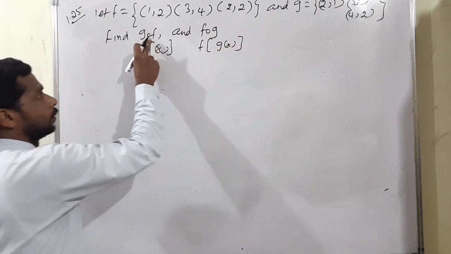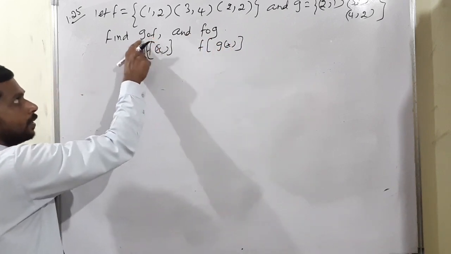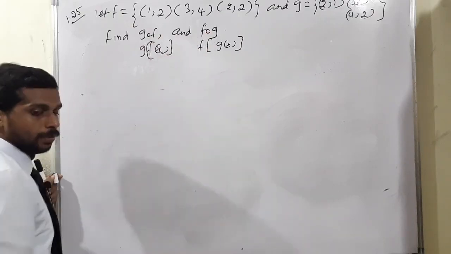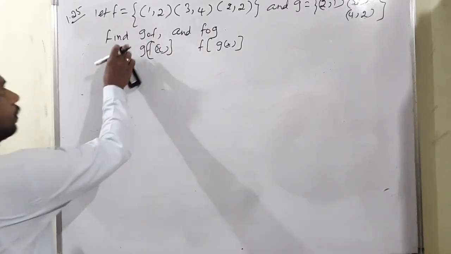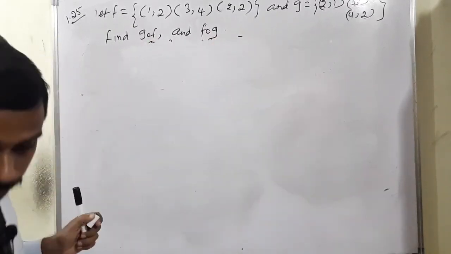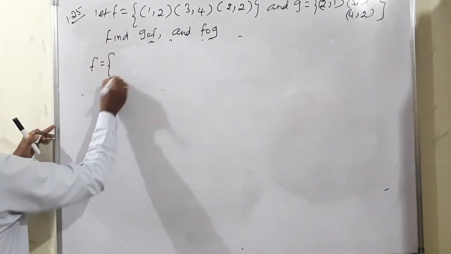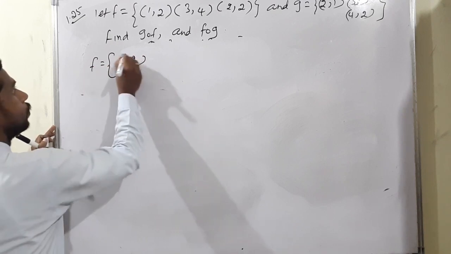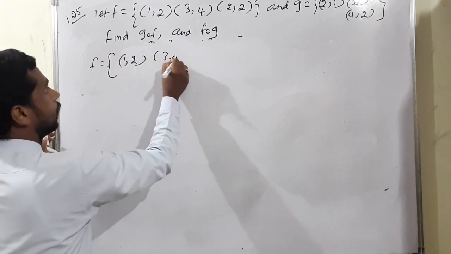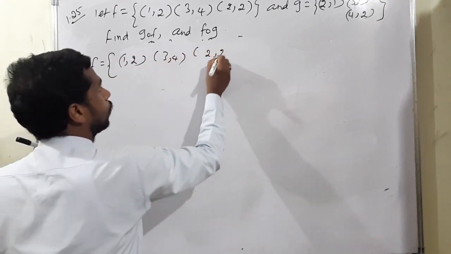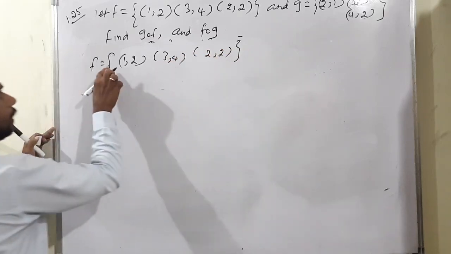Okay, this is actually how to say that f is the composite of g, and g is the composite of f. Moving to the question, what are the pairs given? First pair, f is equal to {(1, 2), (3, 4), (2, 2)}. So, what is the meaning?